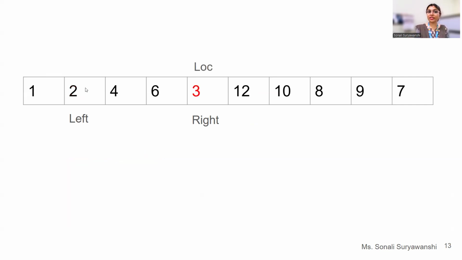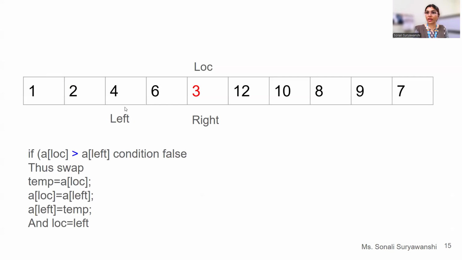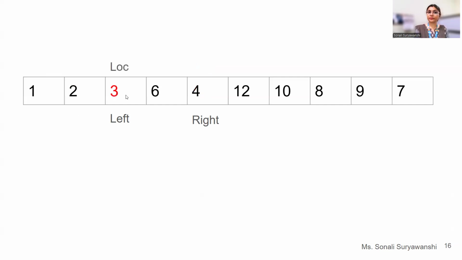So in the next case, 2 has come to this side, 3 has come to this side, and because we have shifted LOC, your LOC will become right. Now, when LOC is on the right side, we compare it with the left side. So these two are in proper order. So now we'll increment left, so left will come ahead. These two are not in proper order, so we are swapping them. So 3 will come here, 4 will go here, and LOC will update to left.